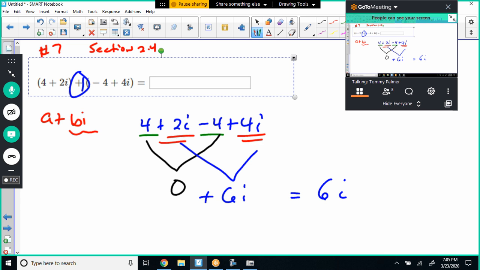And does it have to be in a certain form? Yeah. It has to be in the form of a plus bi. Well, if the a is 0, then it is just, guess what, 6i. I would never put it in the form of this. I'd never go bi plus a. Okay, I'd never do that.